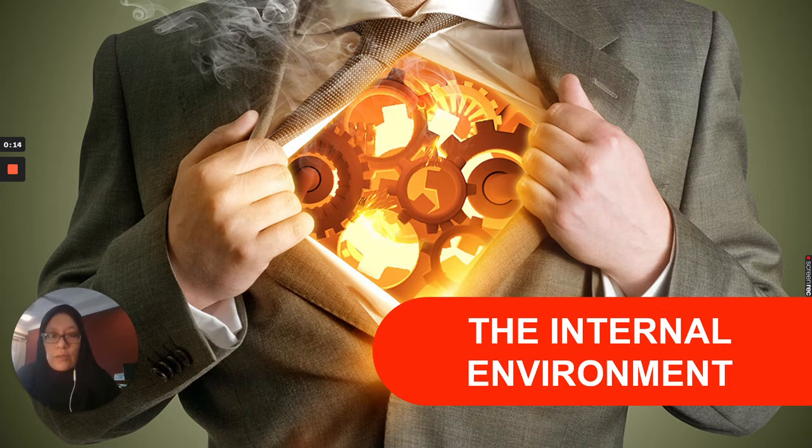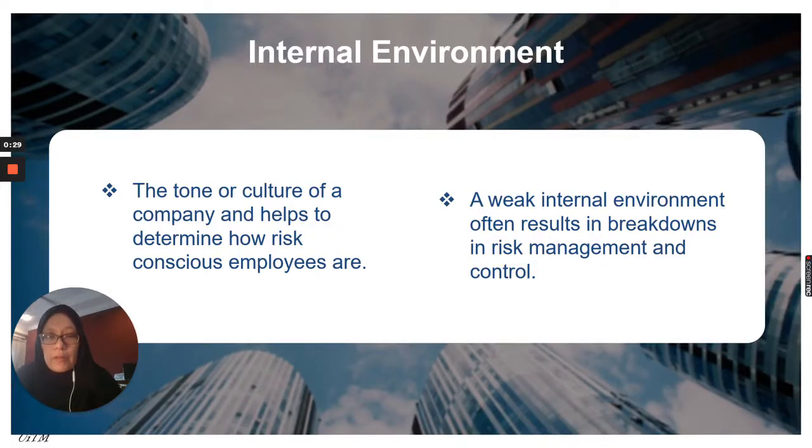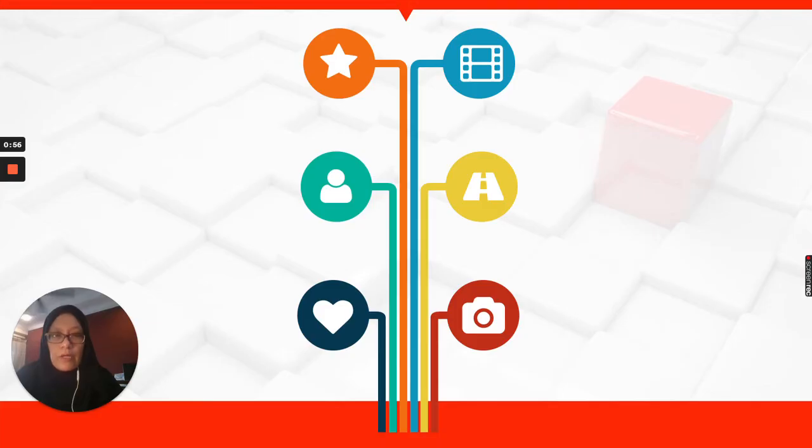In this video we look at learning objective number 3: describe the major elements in the internal environment of the company. This is the first component of the ERM. The internal environment is the most important component of the ERM and the internal control frameworks. It is the tone or culture of the company and helps determine how risk conscious employees are. If they have a weak internal environment, it can often result in breakdowns in risk management and control. Under the internal environment, there are 7 items that we're going to discuss in detail.